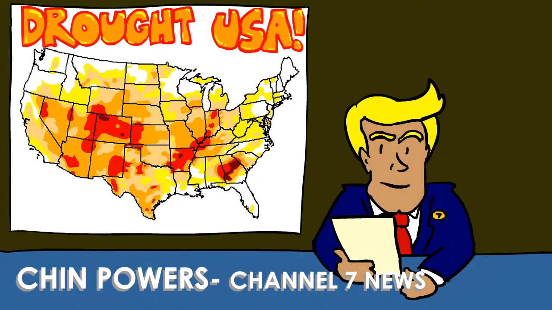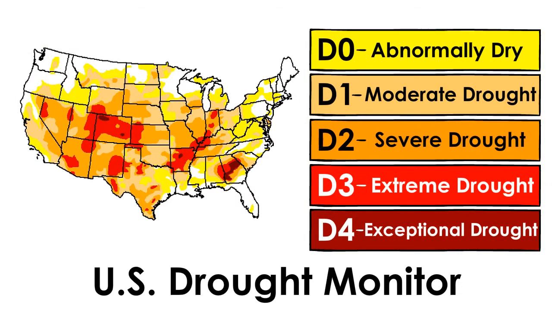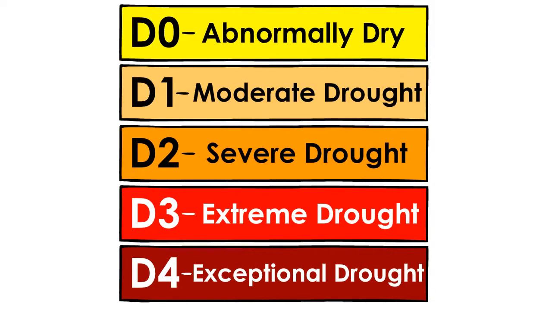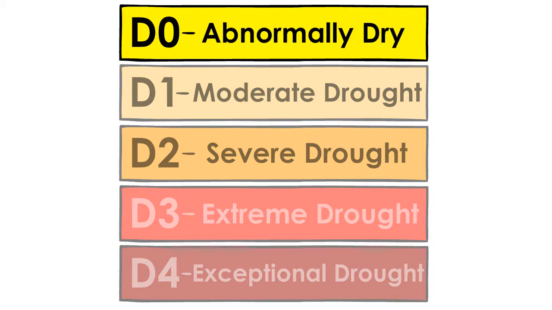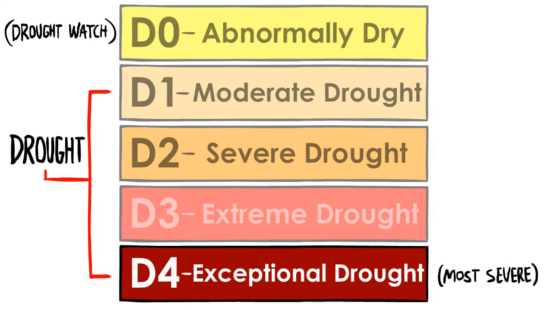Perhaps you've seen maps like these on the news when drought is being reported and wondered what the different colors actually mean. They are categories of drought that are set by the U.S. Drought Monitor. These maps have been produced every week since 1999, striving to accurately depict drought severity over the entire country. In this animation, we will break down the categories, which includes D0, representing Drought Watch, and ranges from D1 to D4, with D4 being the most severe.